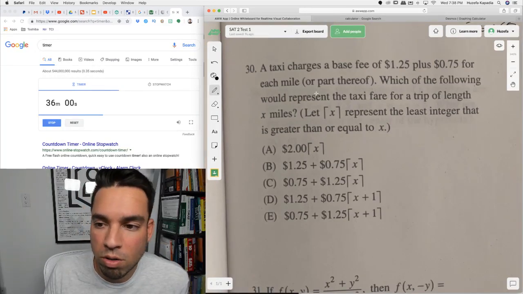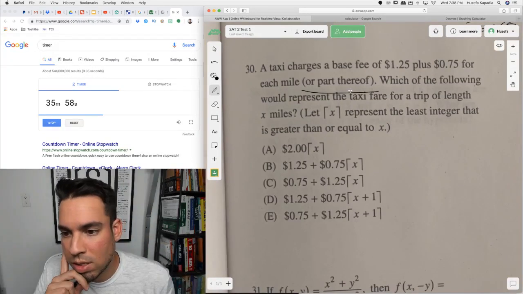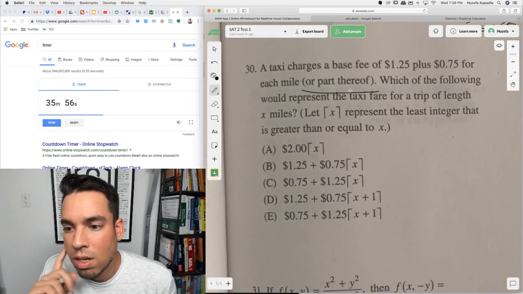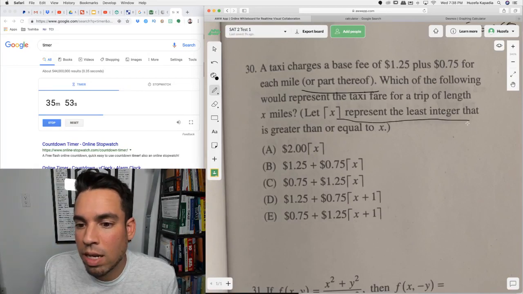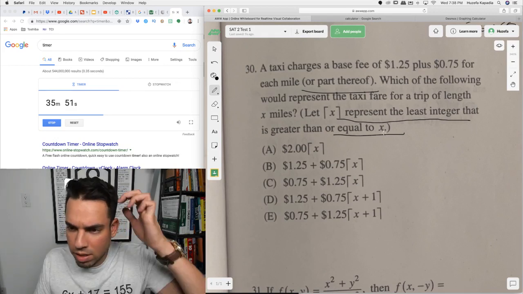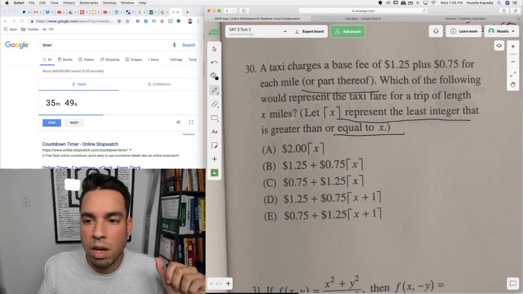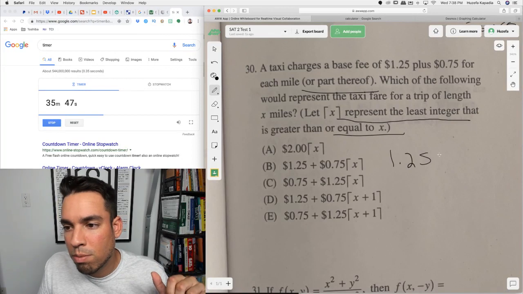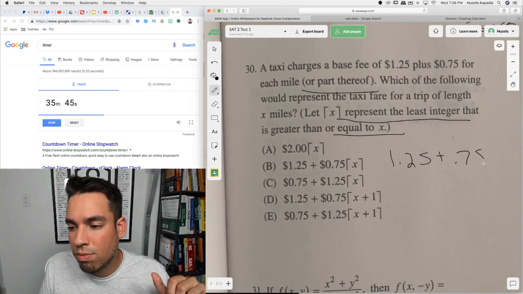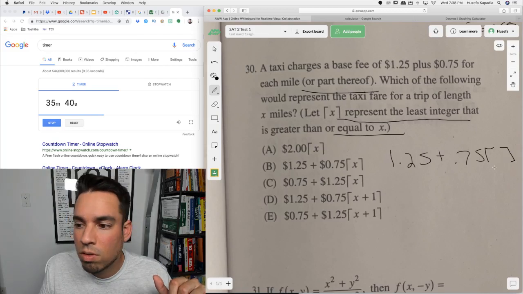or part thereof. Which of the following would represent the taxi fare for a trip of length X miles? This is the least integer that is greater than or equal to X. Okay, so look, we would say a base fee of 1.25 plus 0.75, and then again times this weird little symbol.